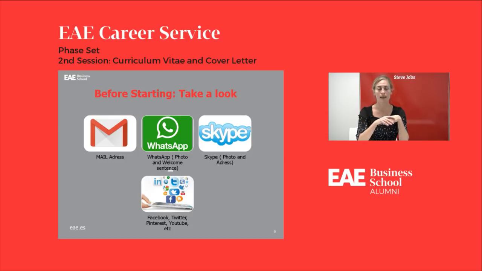If you have a Skype address, again, take care with the photo and the address of the Skype. Professional. And if it's possible, try to always use the same sentence. I will say the email address, the Skype address, the WhatsApp, etc. And for sure, check Facebook, Twitter, Pinterest, and YouTube, because the recruiters can go directly to your Facebook or Twitter, YouTube, Pinterest, etc., and they have the option to take more information about your profile, more than you are expecting. So take care with that kind of small detail, again, really important.